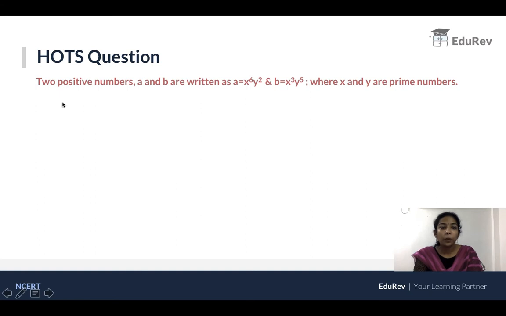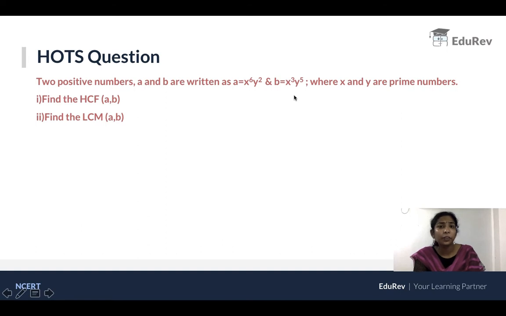The two positive numbers a and b are written as a is equal to x power 6 y square and b is equal to x cube y power 5, where x and y are prime factors. Find HCF of a, b and find LCM of a, b. Instead of giving the numbers and asking us to do the prime factorization, they are telling that they have done the prime factorization and they are not revealing us the numbers, and they are telling that the numbers a and b are expressed in terms of product of prime factors x and y as shown here.